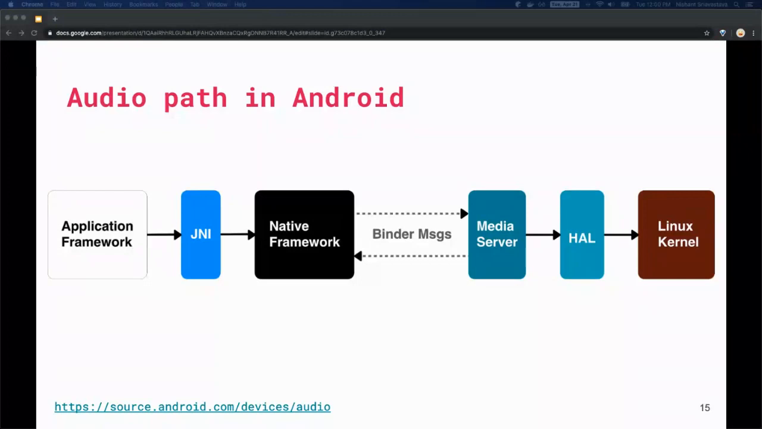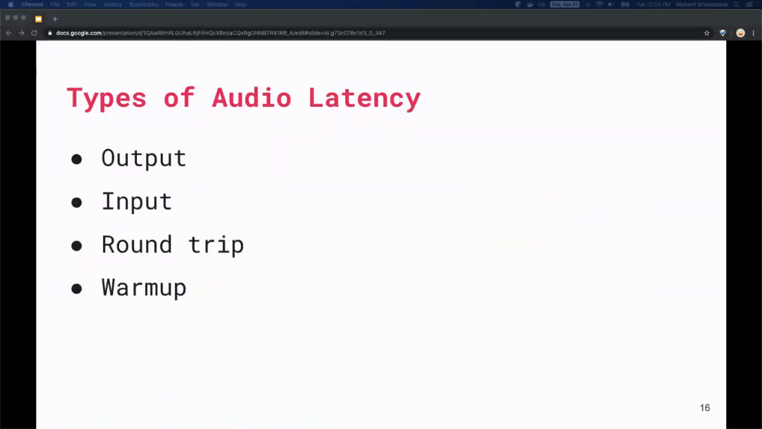Because we're talking about audio latency, there are many types of audio latency that we need to understand. There's output latency, which is the time it takes for an audio sample to be generated by an app and then played out through the speakerphone, right? Input latency is your analog signal going through the microphone of the phone and then being processed by the application. There's a round trip latency when you add output and input together. And then there's a warm-up latency that happens when you are starting up.